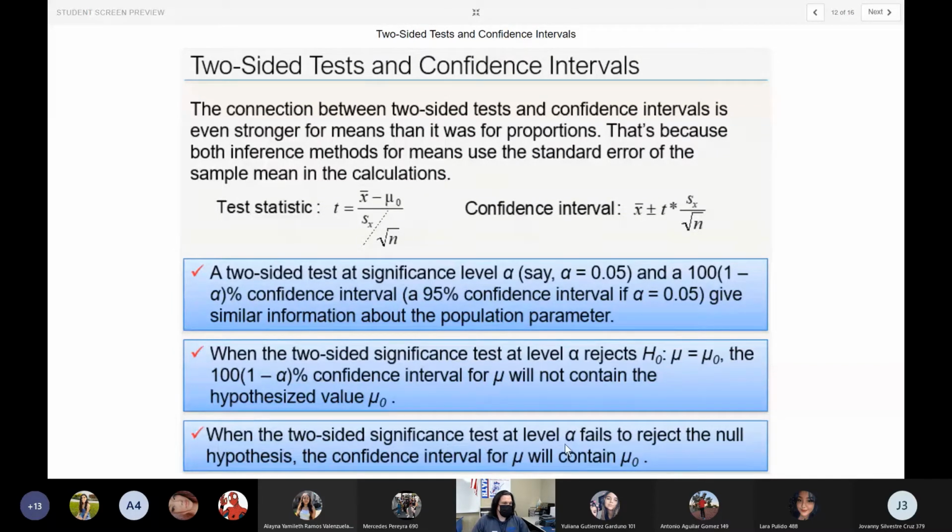When the two-sided significance test at level alpha fails to reject the null hypothesis, the confidence interval for mu will contain mu naught. So again, if we fail to reject, that means the null hypothesized value exists within our confidence interval, so it is a plausible value. So we have that connection between two-sided tests and confidence intervals that doesn't exist the same way for proportions. This only really applies for means.